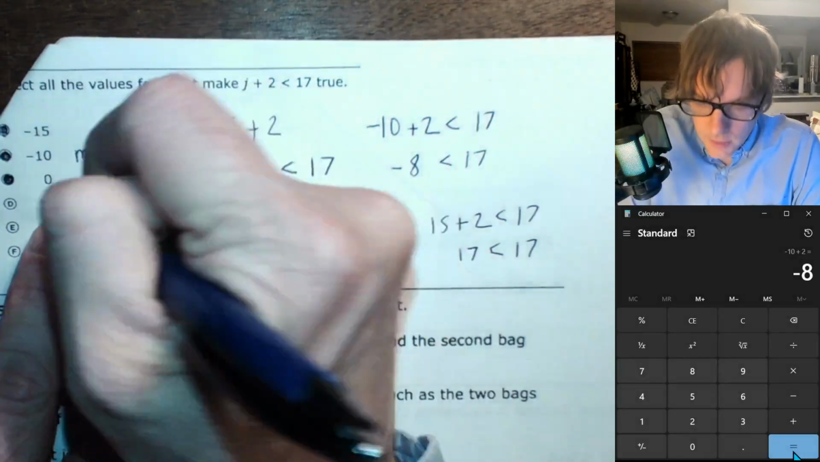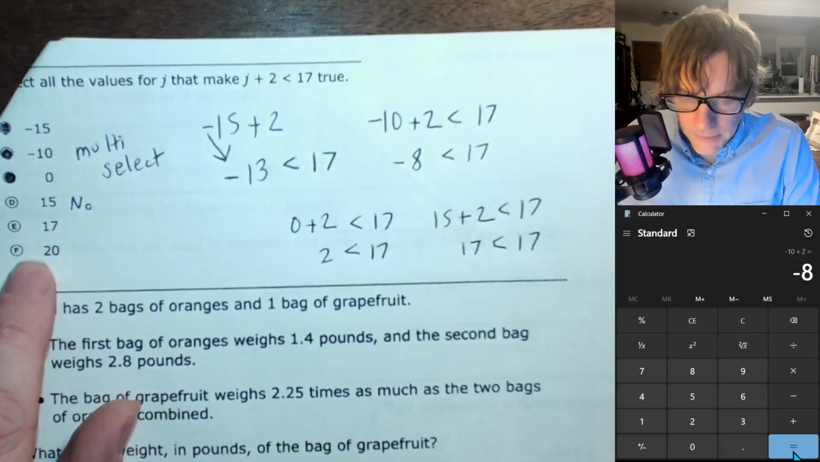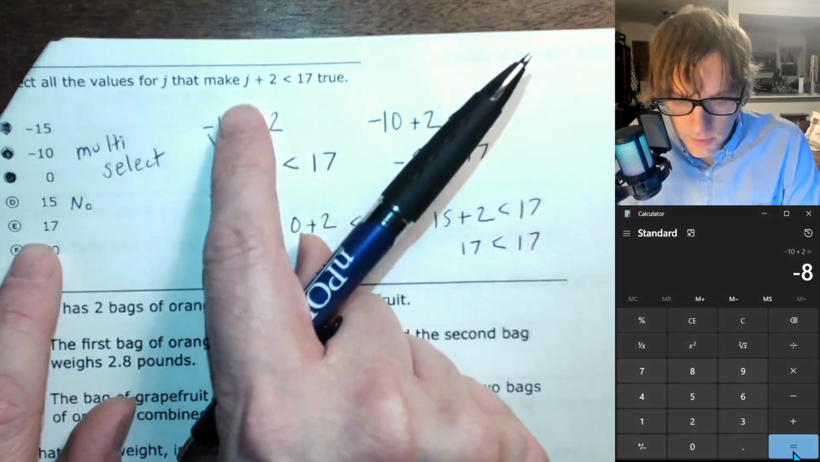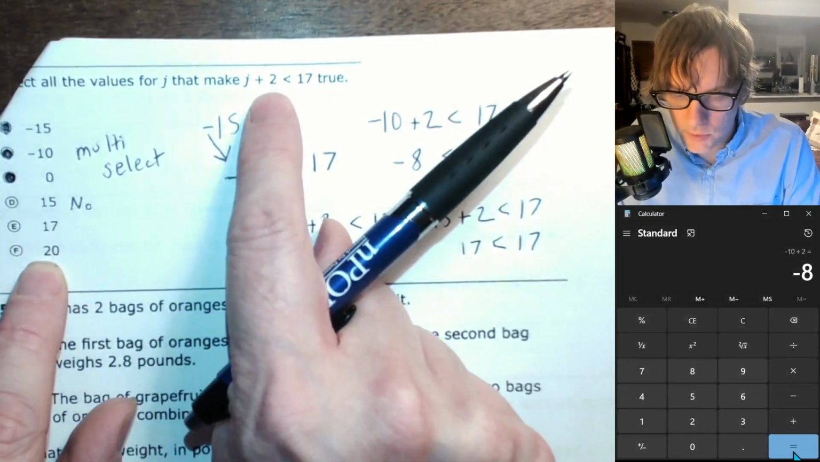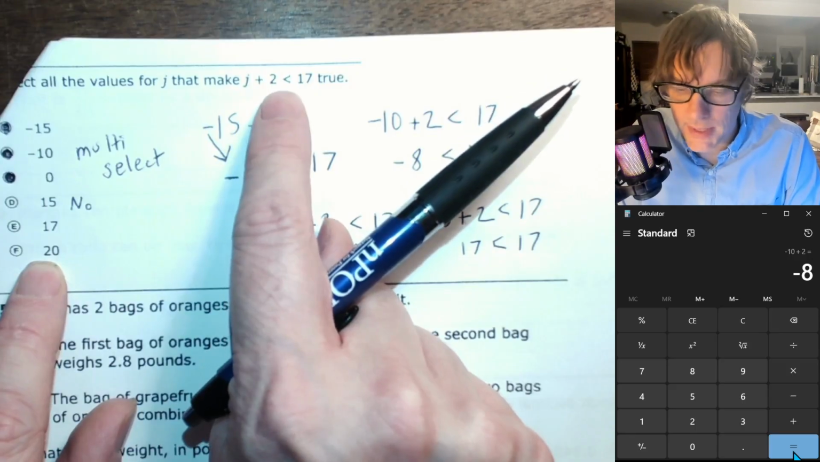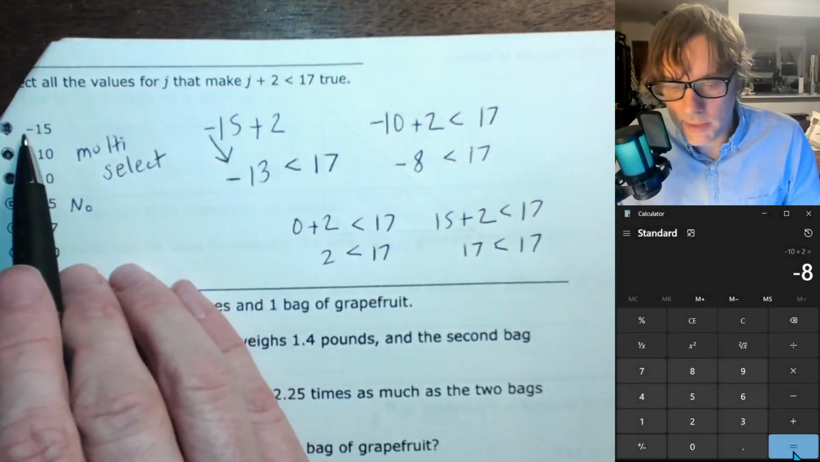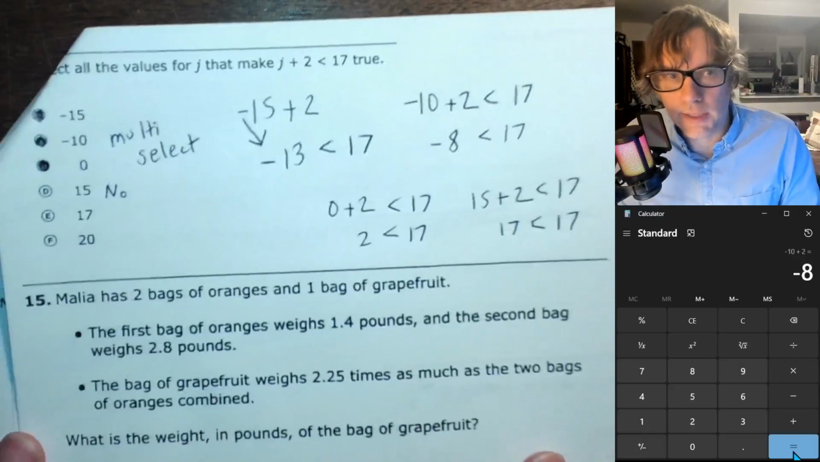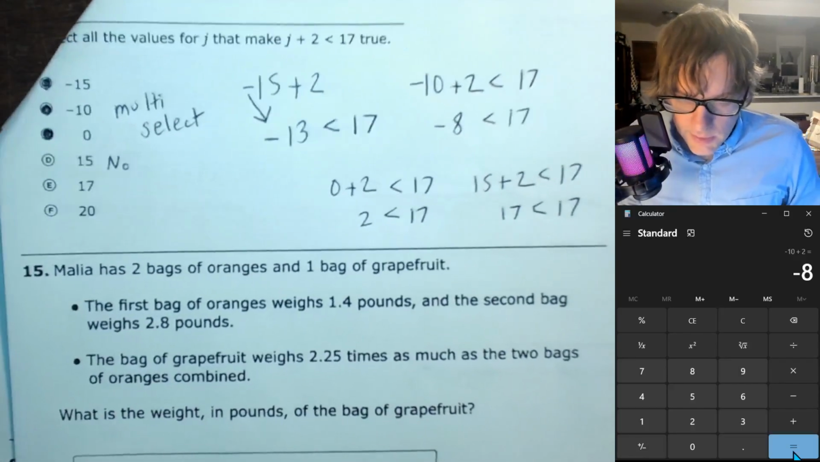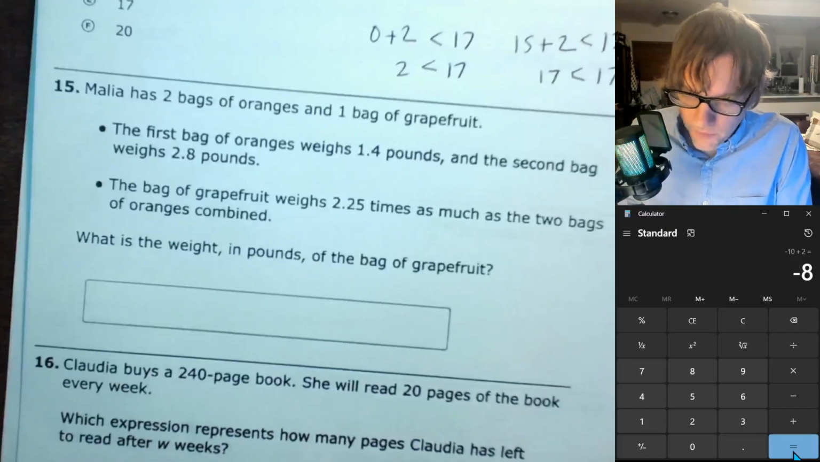So don't bubble it since it's a no. I think the rest of them will be no as well. 17 plus 2 is 19, that's not less, and 20 plus 2 is 22, and 22 is not less than 17. So the correct answers were A, B, and C only. D, E, and F, leave those alone. All right, good job. We've got a couple more for part 1 of this video.